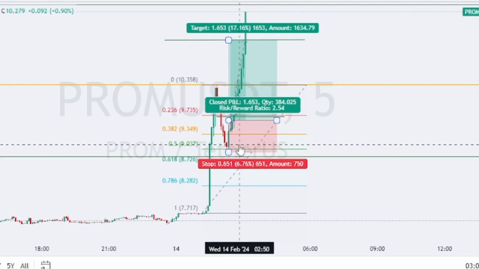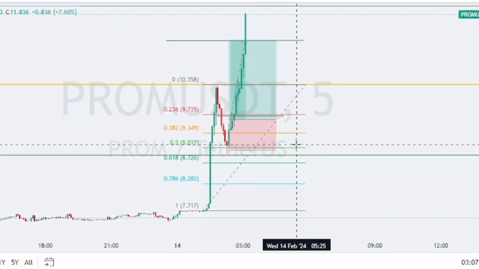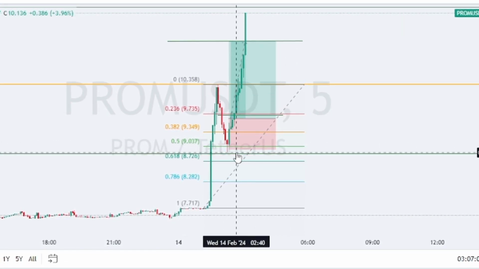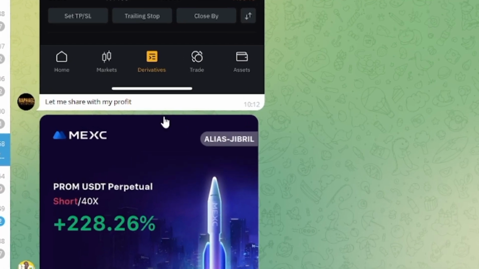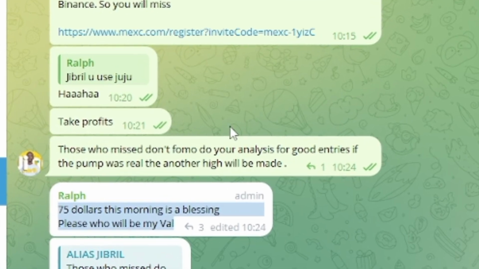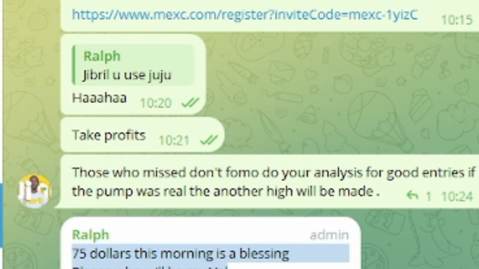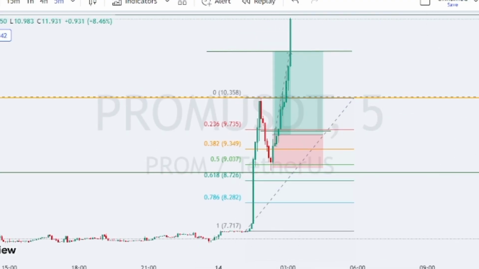But because we know that it could be a real pump, we are really targeting to get out of the short on 0.5 or 0.61. So any bullish sign that shows on these two levels, we just get out. And that's why, when I show you in our VIP community here, I said take profits at 10:21, about 15 minutes after me giving the sell signal. I told guys, just take profits, guys, take profits. So guys took profits at that very time.